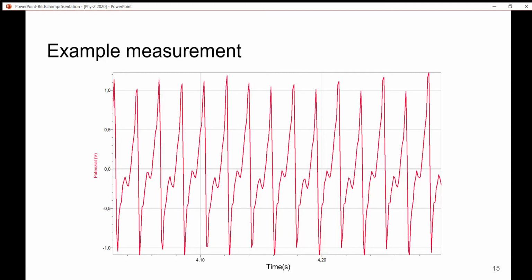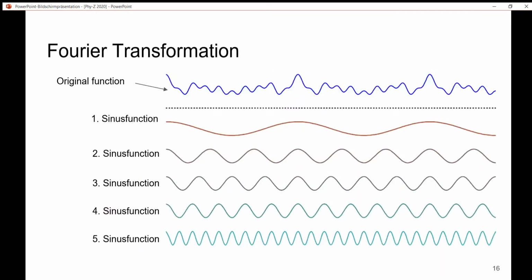So as you can see here, we have overtones, but this is not given by the string, this is given by the electromagnet. So we need to filter it out. And therefore we use the Fourier transformation, and the Fourier transformation states that every original function can be broken down into certain sine functions, and by adding them together you can get the original function back.